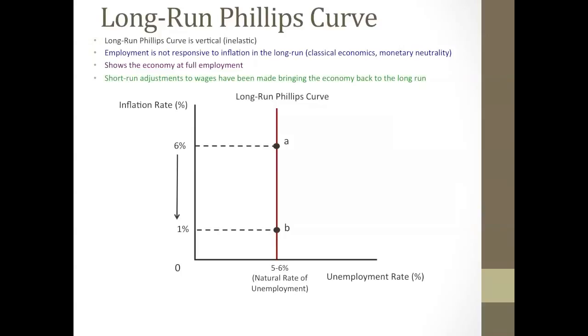And so my last point here on the PowerPoint is that short run adjustments to wages, when we get back to long run, have been made, bringing the economy back to long run. In effect, what I just mentioned, that people will eventually adjust to prices going up or prices going down. If prices are going up rapidly, they'll want more money. If prices are going down, eventually they'll accept lower wages. Okay, so we'll always end up back at the long run. We can't always consistently exist in inflationary conditions or contractionary conditions.